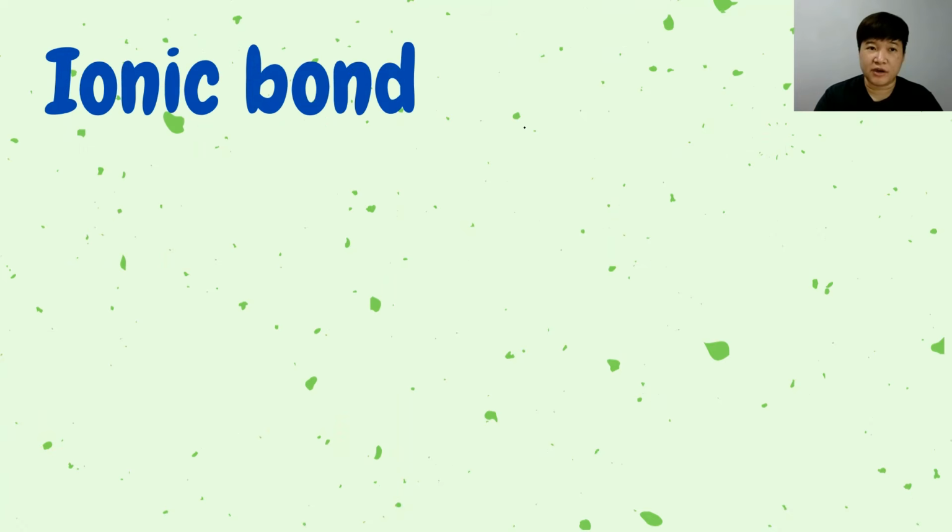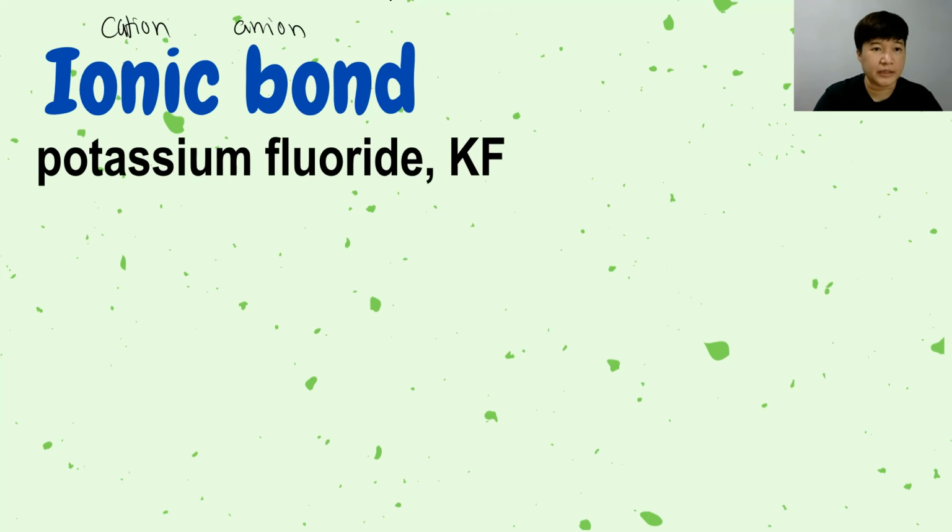Next, we are going into ionic bond in specific. We know that ionic bond involves cation and also anion. Okay, I have an example over here. I'm having potassium fluoride. So in the potassium fluoride, who is going to be the cation? Who is going to be the anion? Simple. Who is the metal? Who is the non-metal? So over here, potassium is the metal, fluorine is the non-metal. So obviously, potassium is going to be the cation, fluoride is the anion.